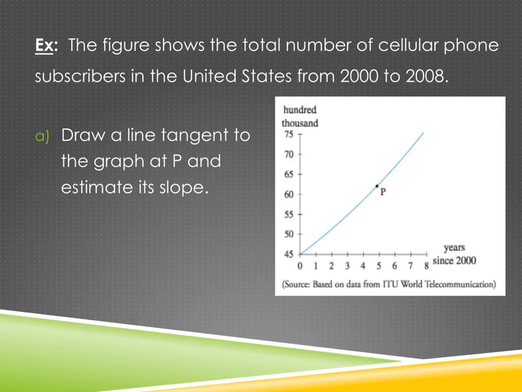We're going to take a look at this, and it says, the figure shows the total number of cellular phone subscribers in the United States from 2000 to 2008. First one says, draw a tangent line to the graph at P and estimate the slope. Okay? So let's draw a tangent line. Either flip your book open and sketch it inside of your book if you want to, or if you've got it already printed out, we'll do it on here.